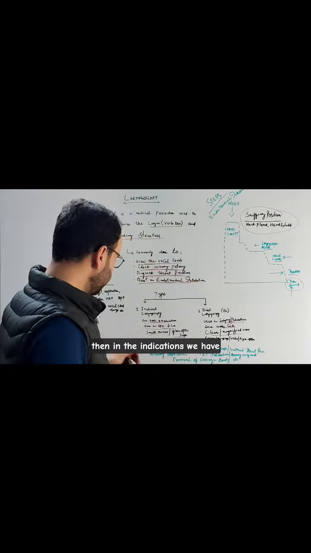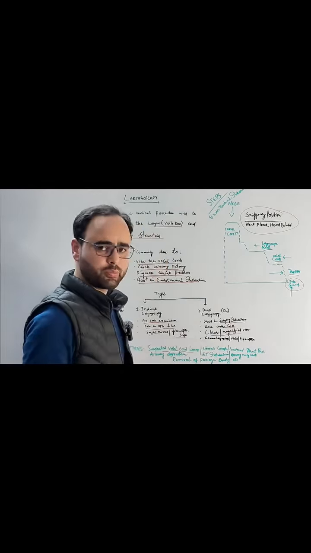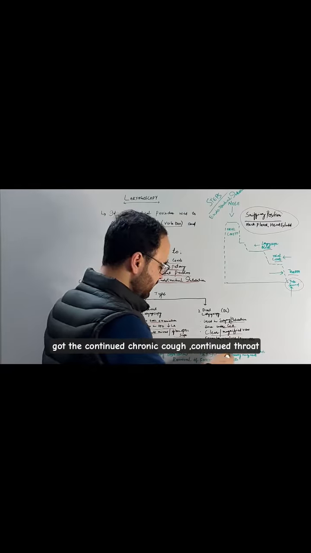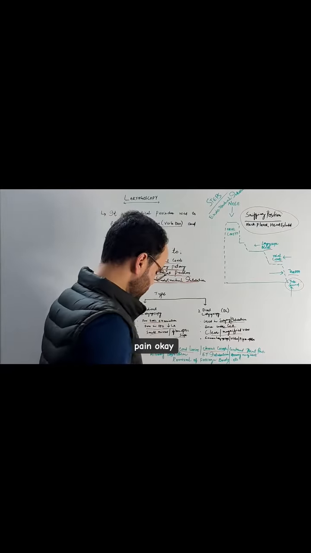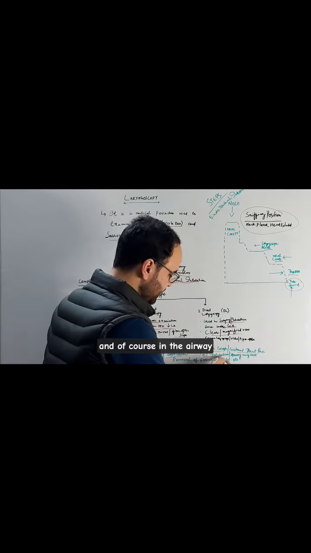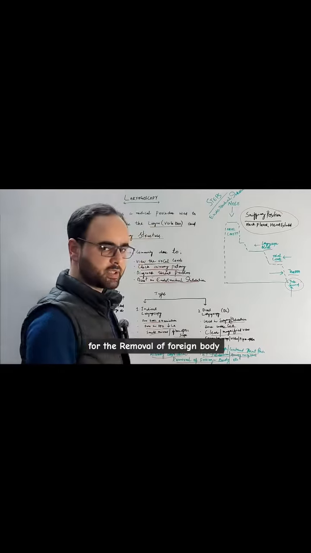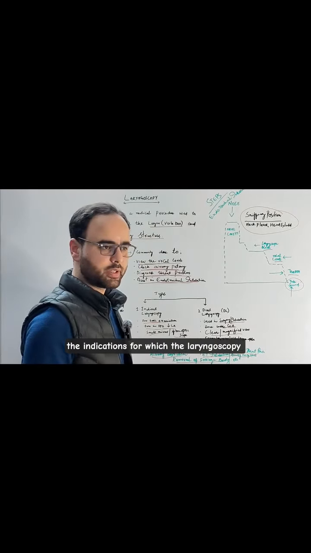Then in the indications, laryngoscopy is done during suspected vocal cord lesions like polyps and nodules. If the patient has a continued chronic cough, continued throat pain, or airway obstruction, then laryngoscopy is performed. And of course in airway management or endotracheal intubation, which we commonly do in the OTs, and for the removal of foreign bodies. These are the indications for which laryngoscopy is done.